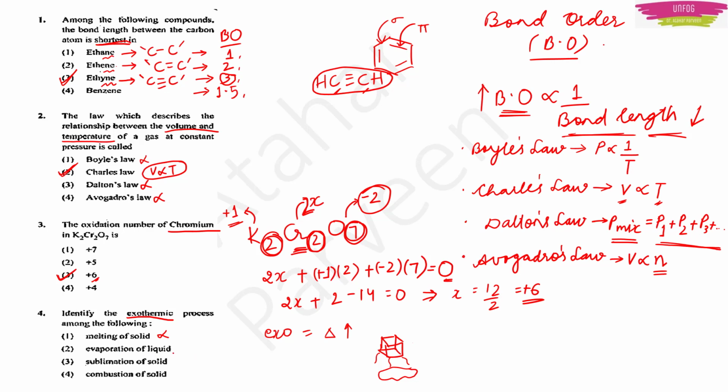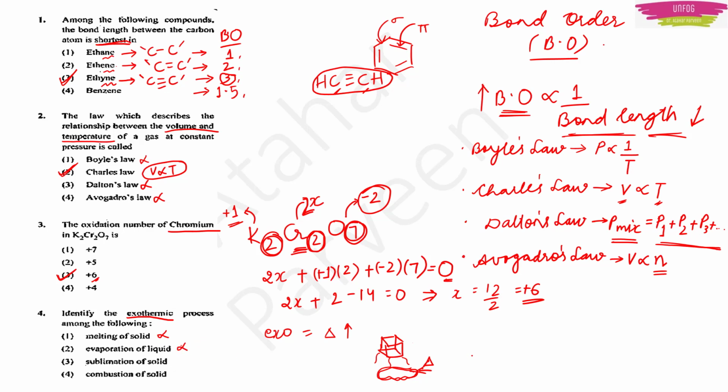Then we have evaporation of liquid. Now take this water only, that ice cube's water. This water will again absorb heat in order to become water vapor. It will evaporate, right? So again it is taking in heat from its surroundings. So this again becomes an endothermic process. Evaporation of liquid is also not the answer.